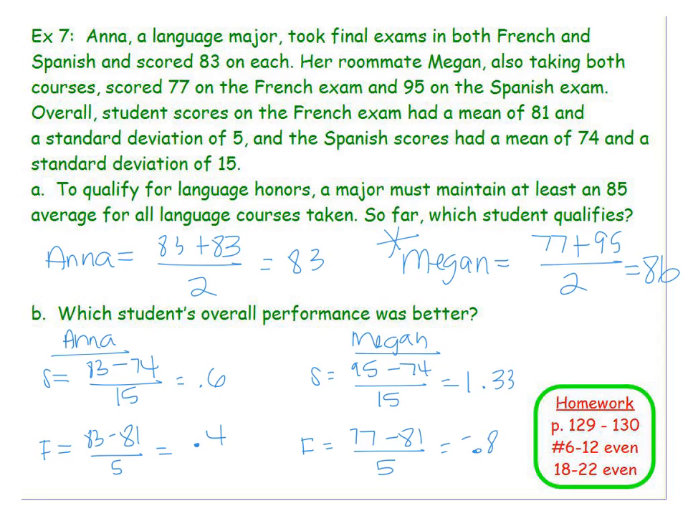But we want to know who did overall better. So what we're going to do is we're simply going to add those numbers together. So 0.6 plus 0.4 comes out to be 1.0. 1.33 plus negative 0.8 comes out to be 0.53. So Megan was the only one that qualified for honors, but Anna is overall the better performer. And that's how we use z-scores to compare data values. So that's what your working class is going to be all about.